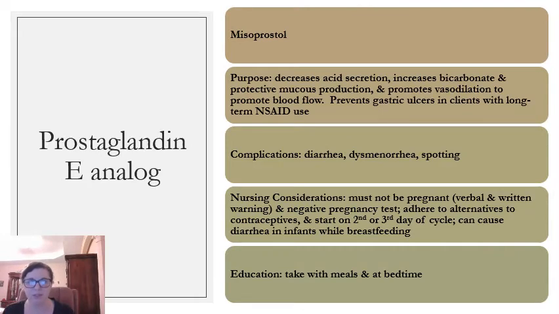All right, so prostaglandin E analogs. This is misoprostol. These decrease the acid secretion and increase the bicarbonate and protective mucus production. So it's kind of like an all-in-one kind of thing, and it promotes vasodilation to promote blood flow to the area, therefore getting a better outcome.